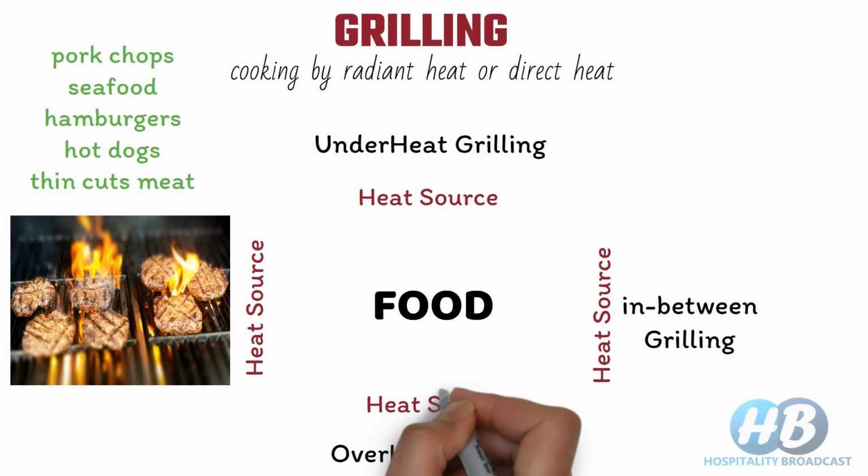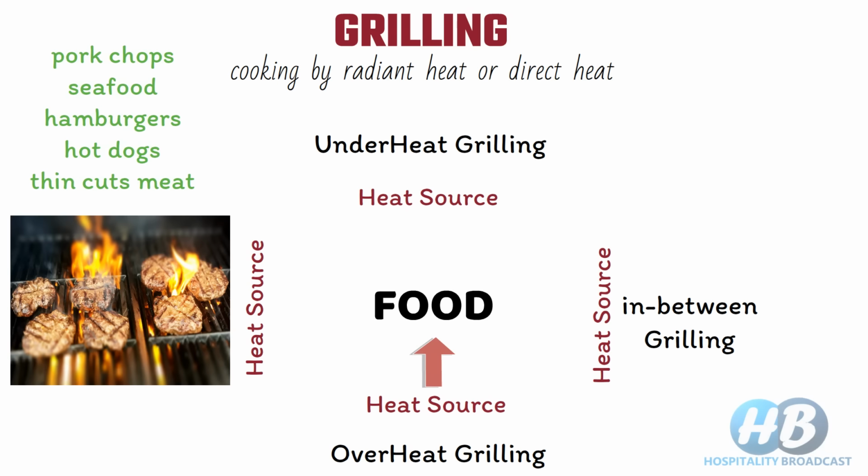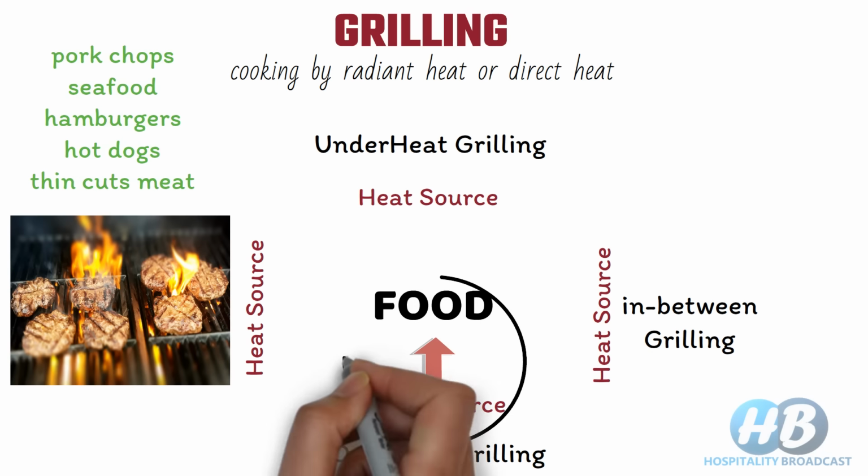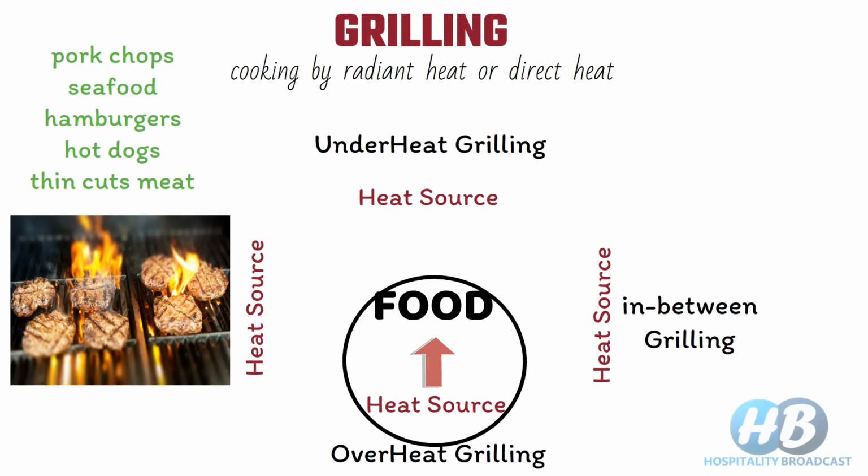Overheat. When the source of the heat is below the food, that is, food is over the heat, then it is called overheat grilling. As you can see in this picture, it is an example of overheat grilling. The grill bars which are under the food are preheated and brushed with fat or oil to avoid sticking food on the grill bars.